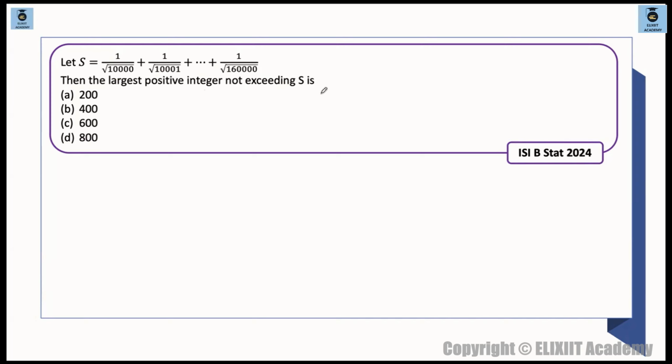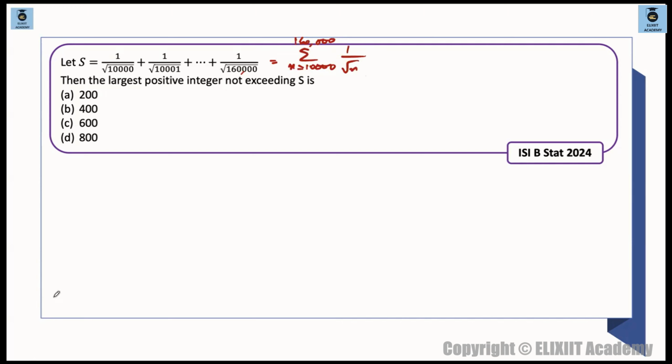But we first have to see that over here we have a series which starts from 10,000. If you express this in terms of summation, the summation starts from 10,000. If I write this in the summation format, this is the summation, let's say n going from 10,000 to 1,60,000, of 1 by square root of n. This is what we are having.